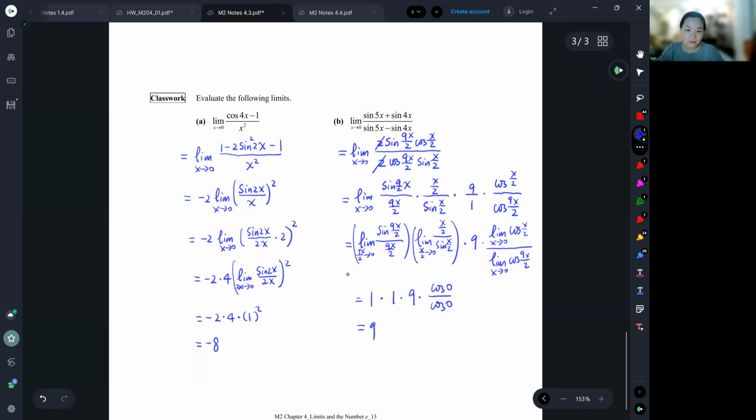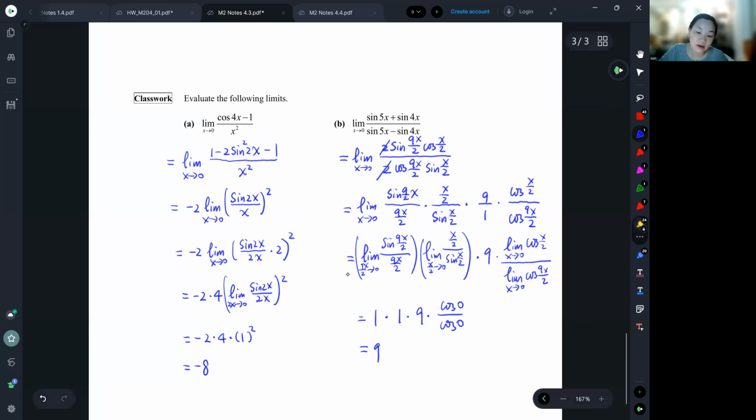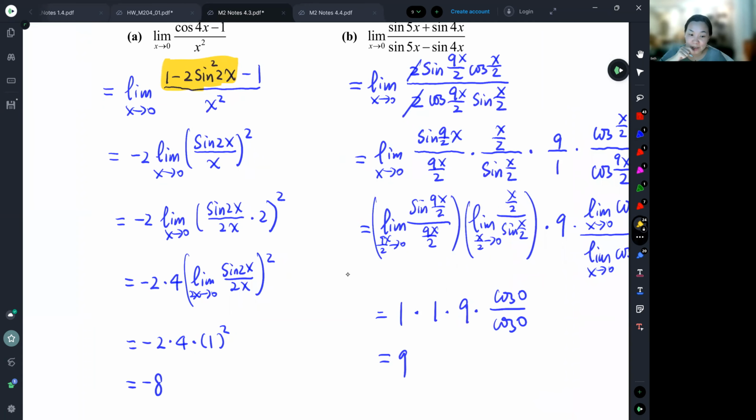Now, because the classwork is very similar to the example, I think you may know you have to use this double angle formula. And then you will have a square, right? Now, in order to use the special limit, which I call the special limit x over sine x, I need to divide by 2 and multiply by 2. And then I will take the 4 out, which is 2 squared.